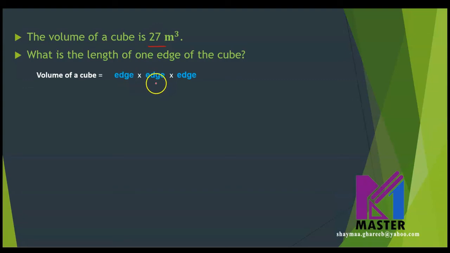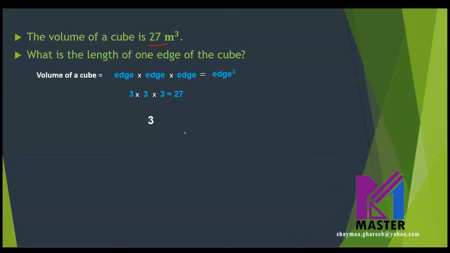What number, when I raise it to the power of 3, gives me 27? 27 is the cube number of which number? What do you think? We can say it's also edge to the power of 3, as we said. So do you remember cube numbers? Or can you try some numbers to get 27? So it will be number 3. When I multiply the 3 by itself 3 times, it will give me 27.